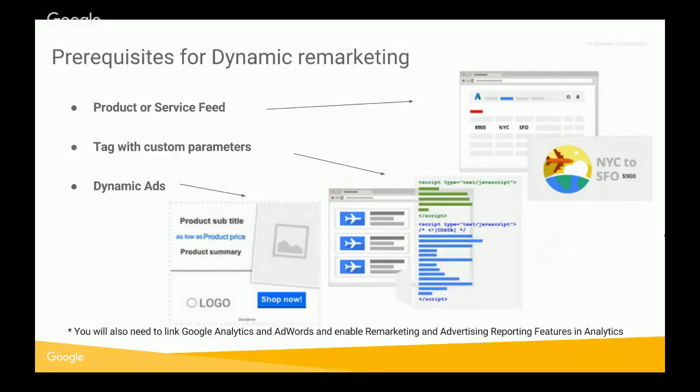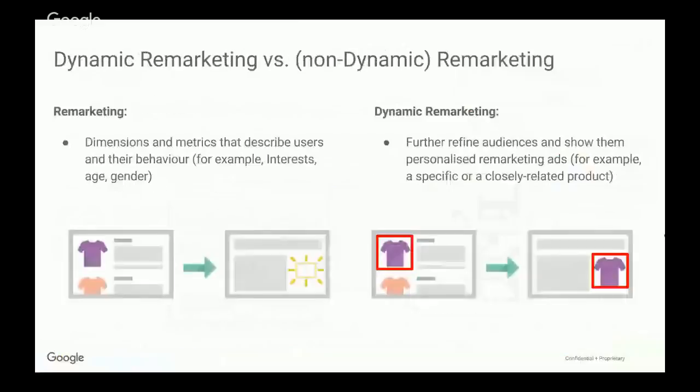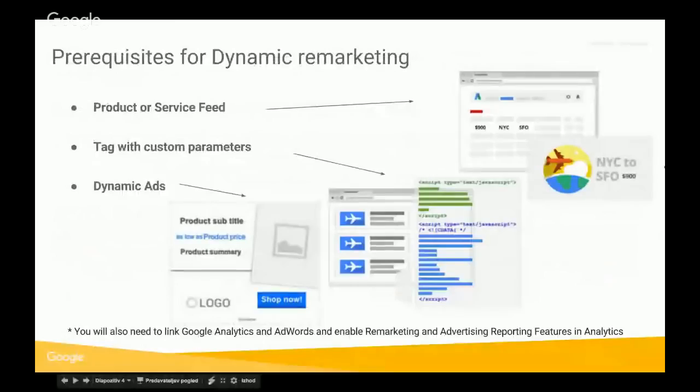So first, let us touch upon the product or service feed. You have to create a feed that includes all the products or services, along with all the details about each of them. Let's say a unique ID, the price of your product, the image of your product, and many more, depending on the vertical you are in, or your business model.